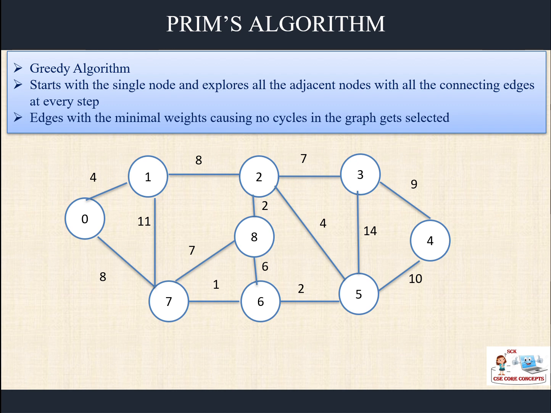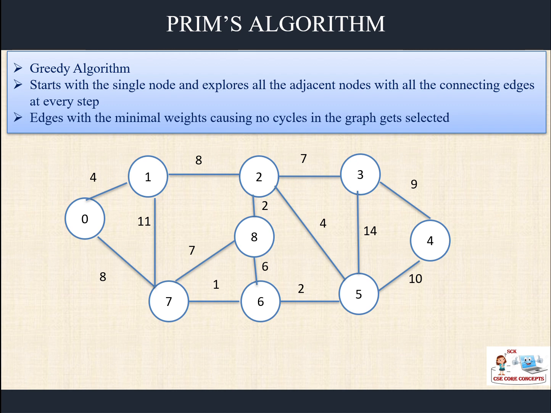Now in this approach, we are going to start with a single node and explore all the adjacent nodes of that node and connecting edges at every step. That is, if a node has been added, and even if it does not qualify as a minimum cost, it will be carried forward to the next step. And we are going to select only those edges which satisfy the condition of minimum weights and no cycles. If an edge has a minimum, less weight, but it forms a cycle, then it won't be considered.